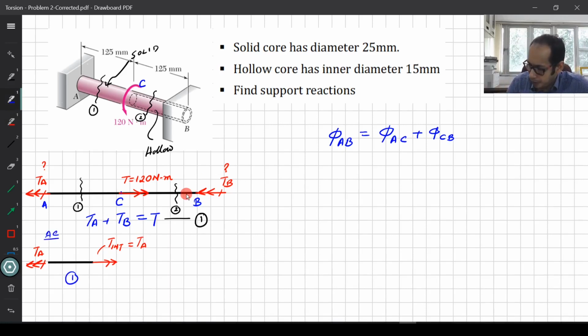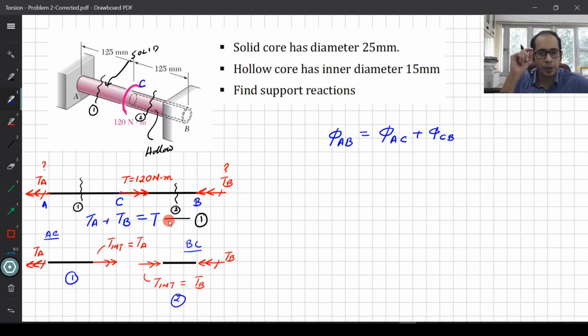Now for the part B to C, if I draw the section from here to here, what I get is that at the right end I have my reaction torque, which is TB. At the point where I am cutting the section, I am also going to have an internal torque here. This internal torque in this particular case is going to be equal and opposite to TB, right? So this is for my section 2.